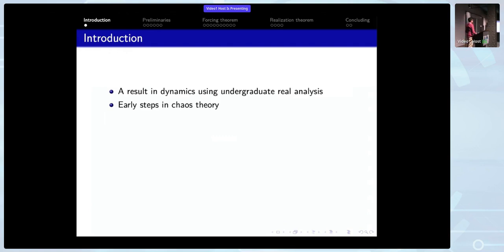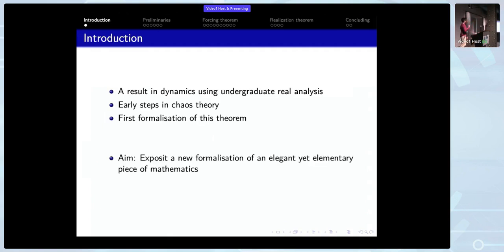The papers which it inspired and which came at around the same time were the things that sparked the popularity of chaos theory throughout maths. What I'm going to be presenting is the first formalization of this theorem in any proof assistant. But what I really want to do is exposit a new formalization of an elegant but also elementary piece of maths. And along the way, I want to show some of the joys and the pains of formalizing actual maths.